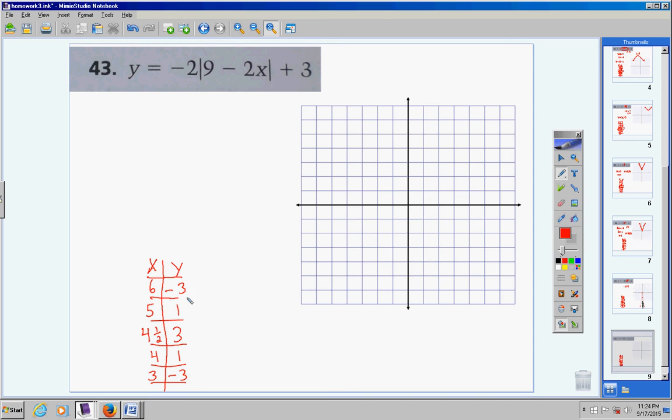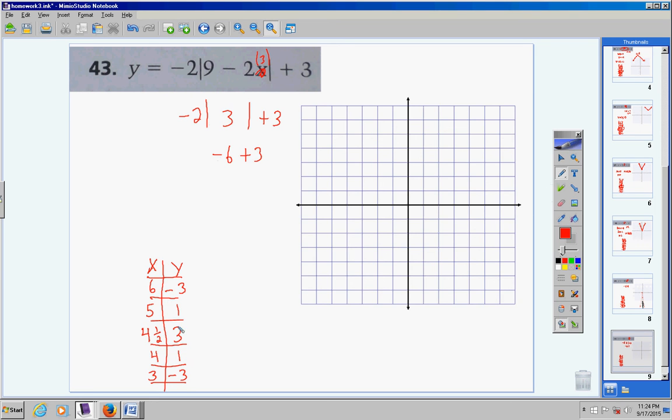Let's put a 3 in for x and see what happens, okay? So here's my negative 2, bring it down, then my absolute value. Let's simplify all this. Negative 2 times 3 is negative 6. So 9 minus 6, or 9 negative 6 is 3. Bring down your positive 3 from right here. The absolute value of 3 is 3. 3 times negative 2 is negative 6, positive 3. That's going to be a negative 3.